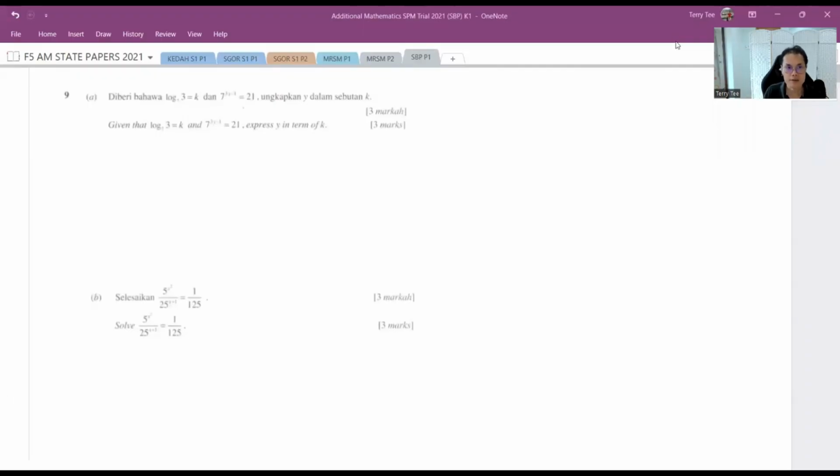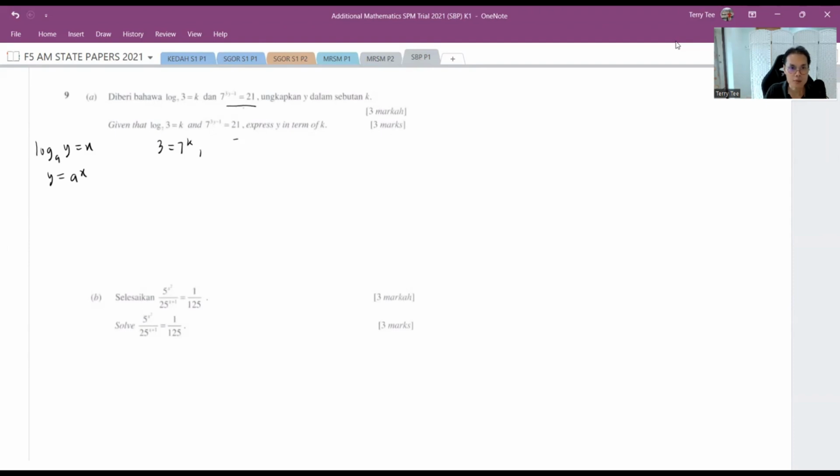Question number 9, this is from chapter 4, indices and logarithm. The first part is the logarithm. You're given log base 7 of 3 is k, 7 power 3y minus 1 is 21. You're supposed to express y in terms of k. It's always easier to change from logarithm form to index form and then solve using the equation. We know log base a of y is x, so y is a power x. So we say your 3 is 7 to the power k.